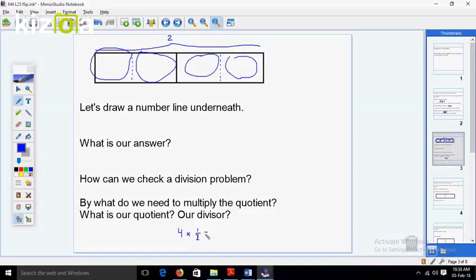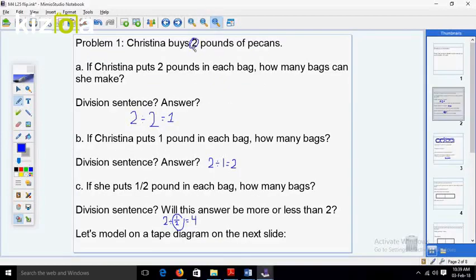So 4 times 1/2. Well, 4 times 1 is 4. All right, and our denominator is 2. And wait, what? 2 can go into 4 twice. So our answer is 2. Is that what we started with here? Yes, it is. So we are right. All right, so 2 divided by 1/2 is 4.